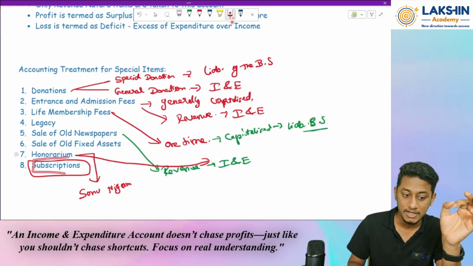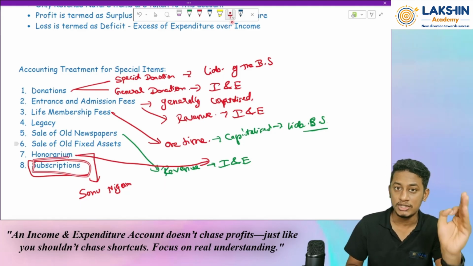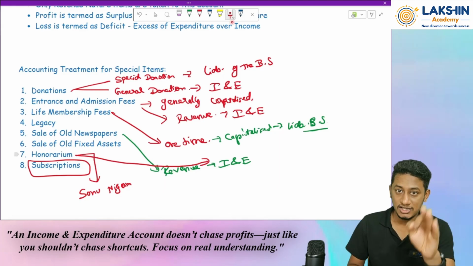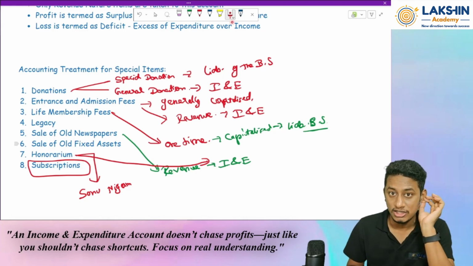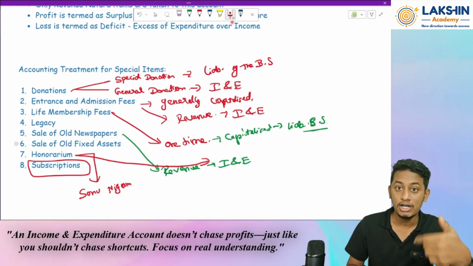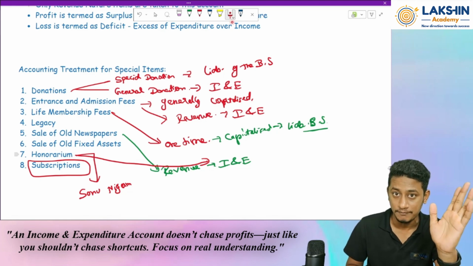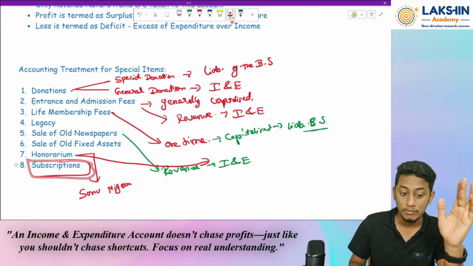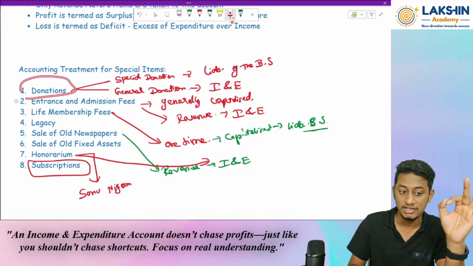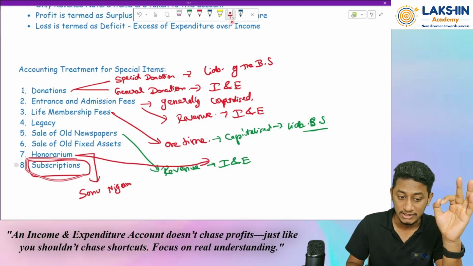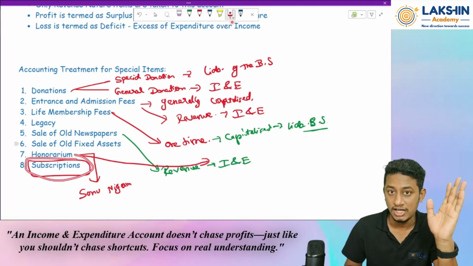Similarly, we have subscriptions over here in the NPOs. Here, people of the trust or the volunteers who are enrolled to the trust pay a monthly or a yearly subscription to the trust. This will be one more major source of income after donations to the trust. Depending on this income, the NPO or the trust runs.